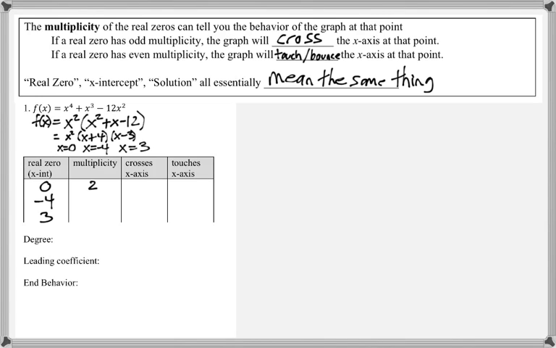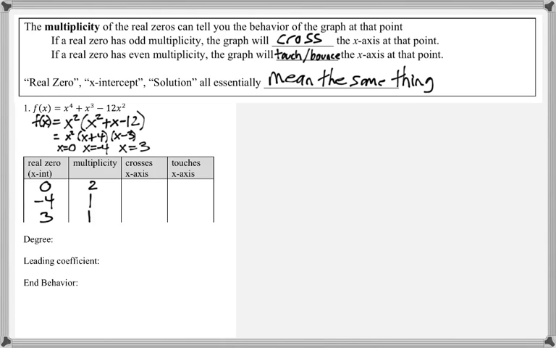This x plus 4 has a multiplicity of 1. x minus 3, or x is equal to 3, is a solution once. I don't see x minus 3 squared, so that means it has a multiplicity of 1. Same as x is equal to negative 4.